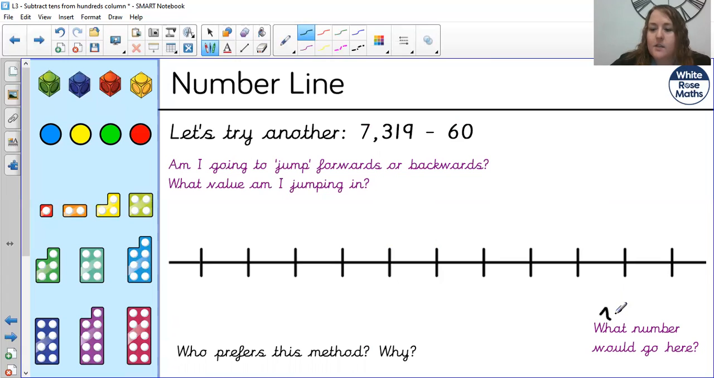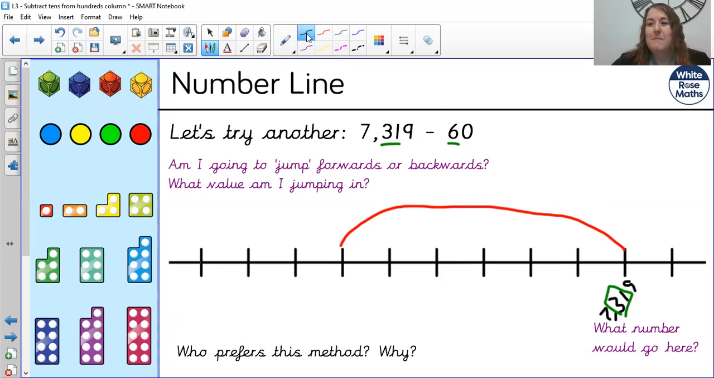So again, the first thing I do is put my 7,319 on the number line, and I'm going to try and do my jump of 60 in one go. 1, 2, 3, 4, 5, 6. Okay, so I'm spotting that I've got 31 hundreds in the middle there, 31, and I need to take away 6.